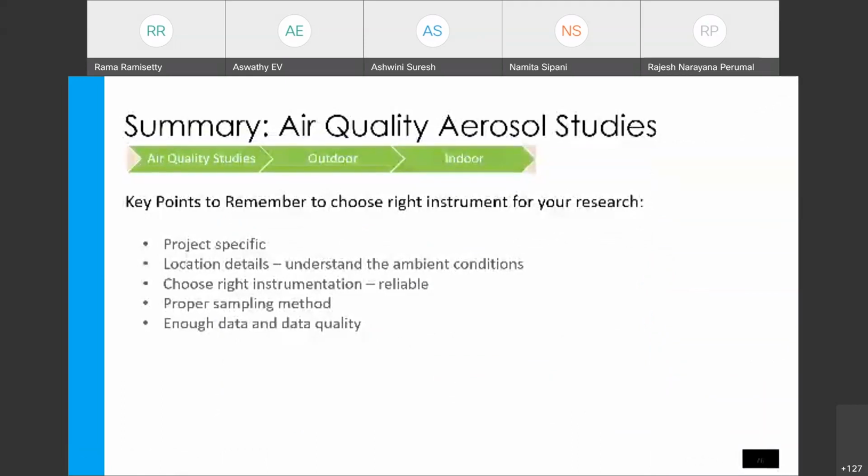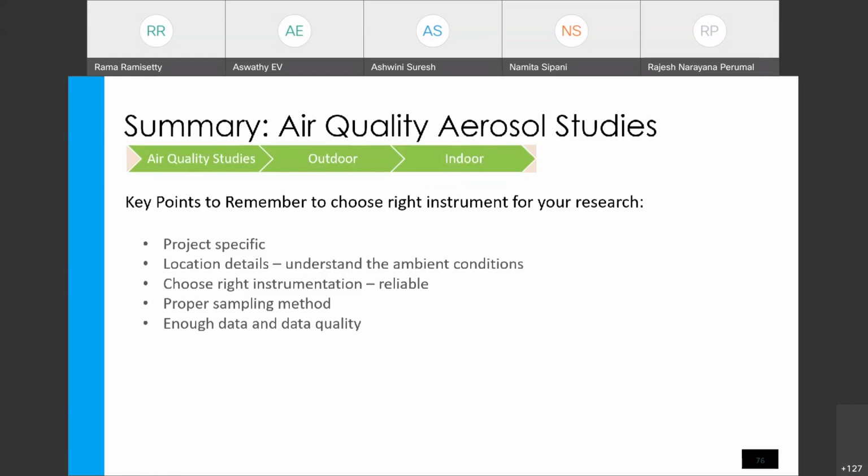So in summary, I can say that if you want to buy or choose any equipment for your research, it should be project specific, because if you are doing an indoor air quality project, you need a different equipment compared to the outdoor air quality studies. And also it is location specific. If you are doing any experiment behind the engine, you need a different equipment compared to low concentration regions. And also you have to choose a right and reliable instrument so that you will get more accurate data.